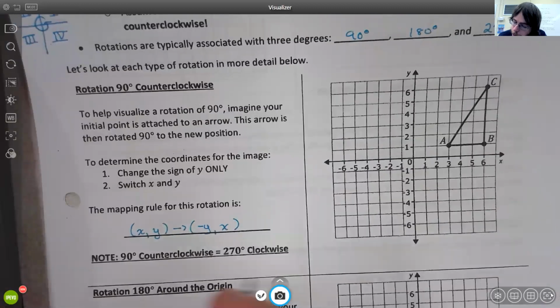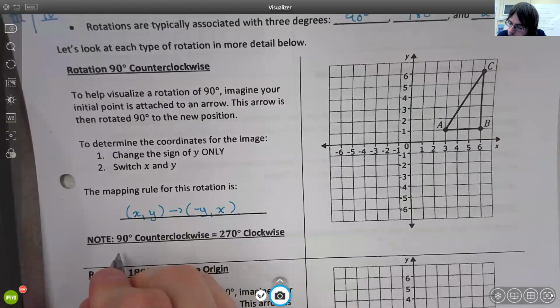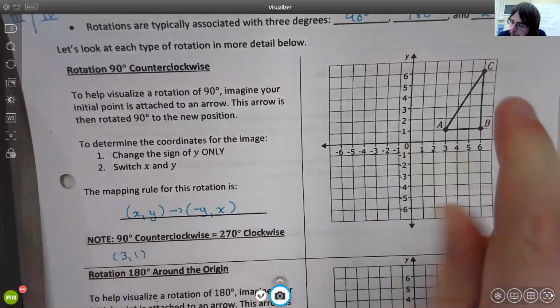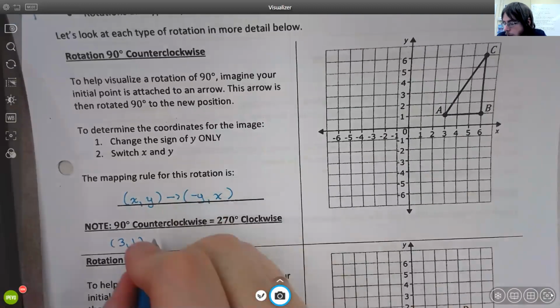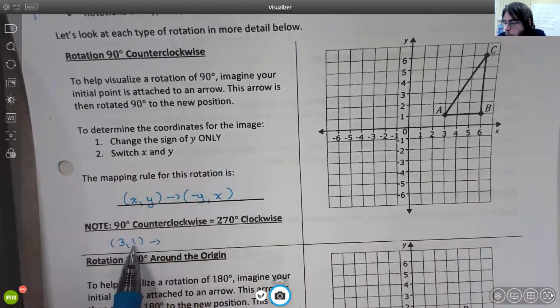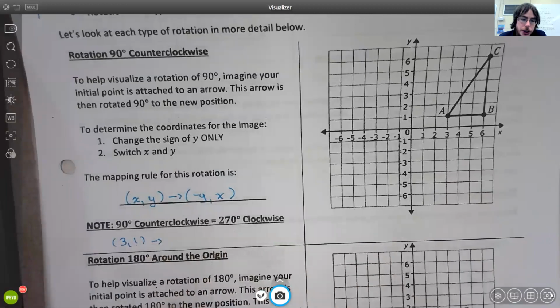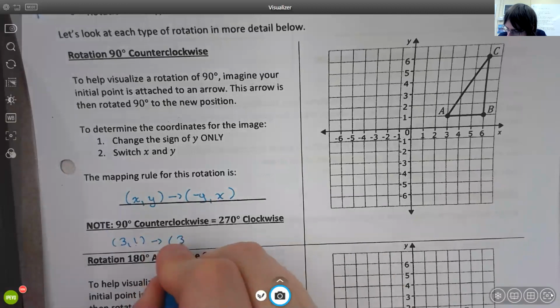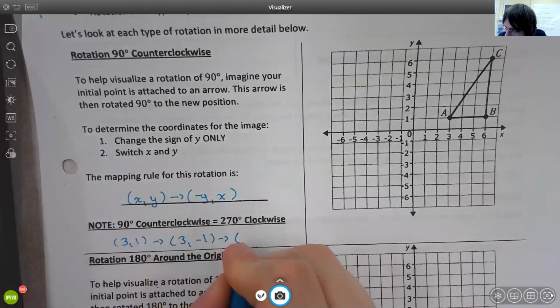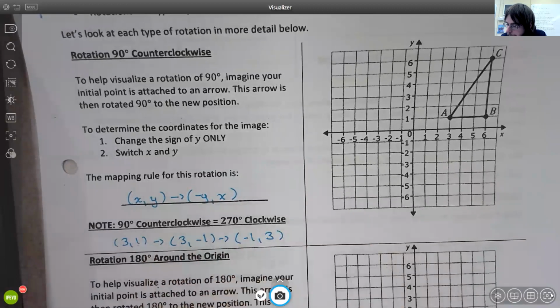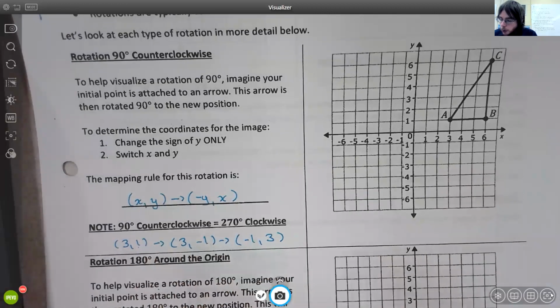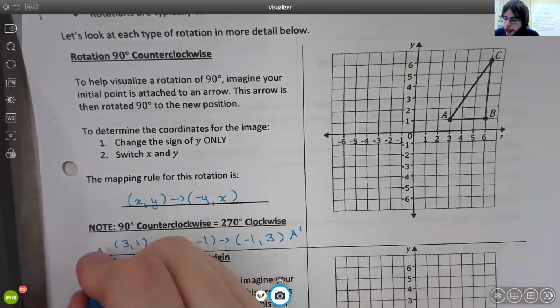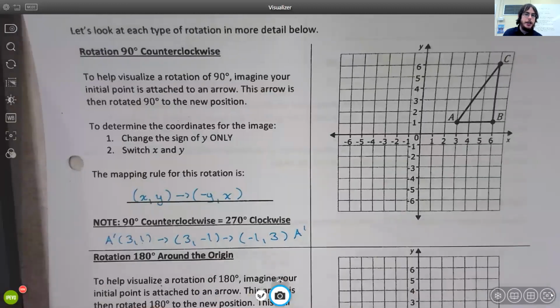So for instance, if you had something like the point (3, 1), like A is here, you make the 1 negative because it's in the y position, and then you switch and you have (-1, 3). Okay, so that's what we're saying that A prime is going to be. So we'll check that in just 1 second.